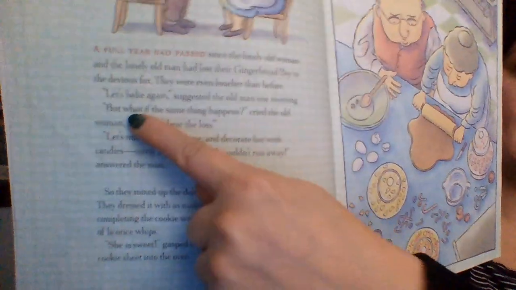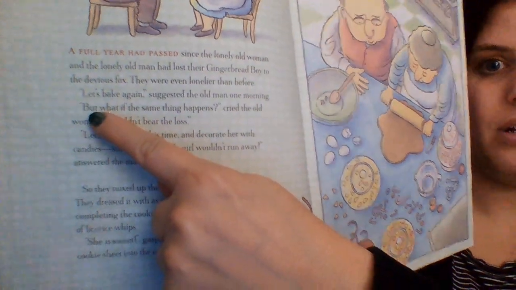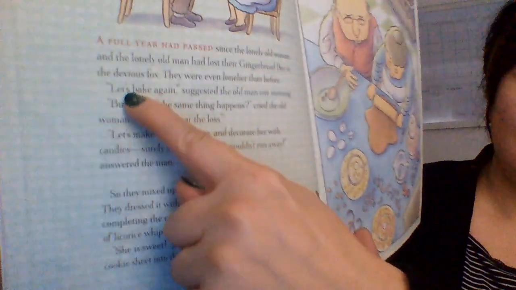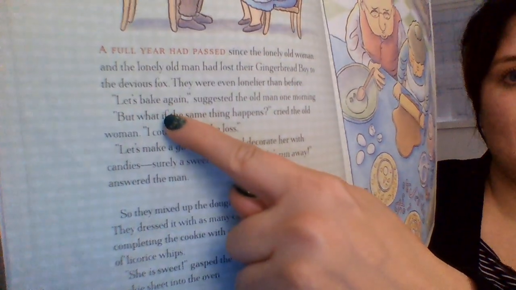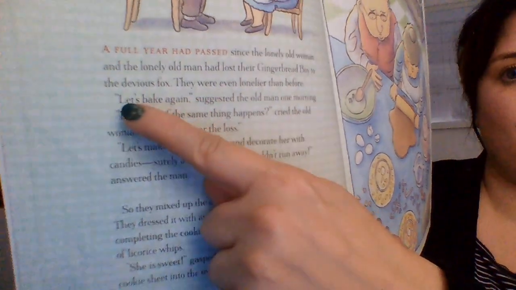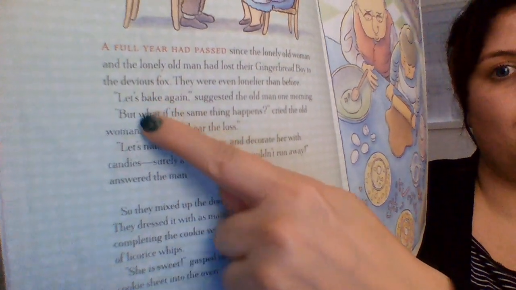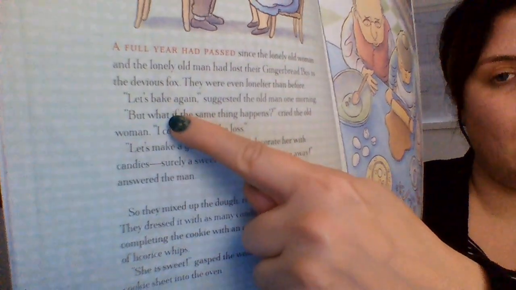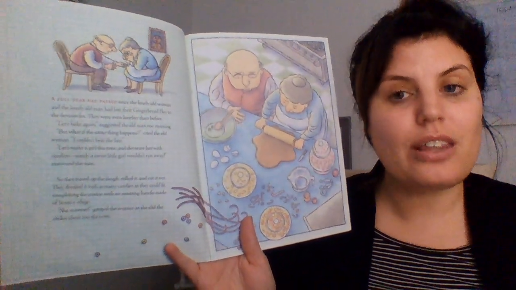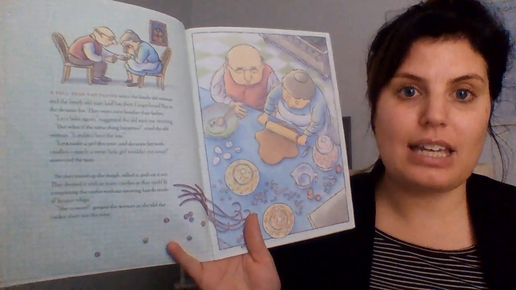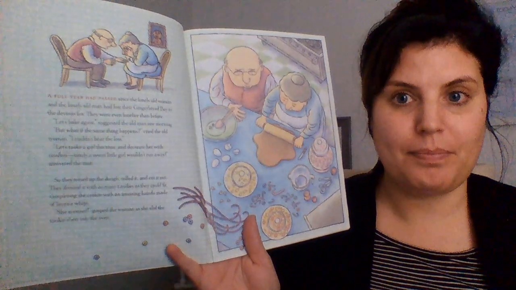We can see some dialogue here. We know that he is saying these words because they are the words inside of the quotation marks. You'll notice whenever there's dialogue, I change my voice to match the feeling that the character is having.